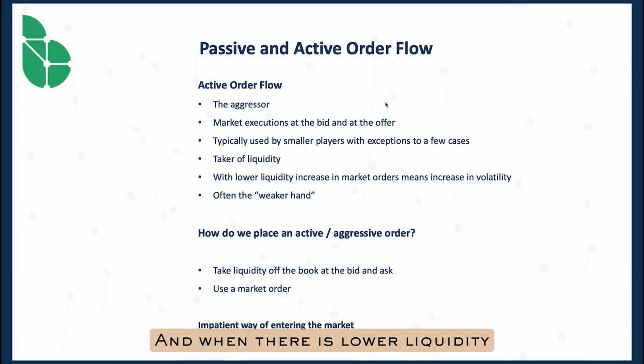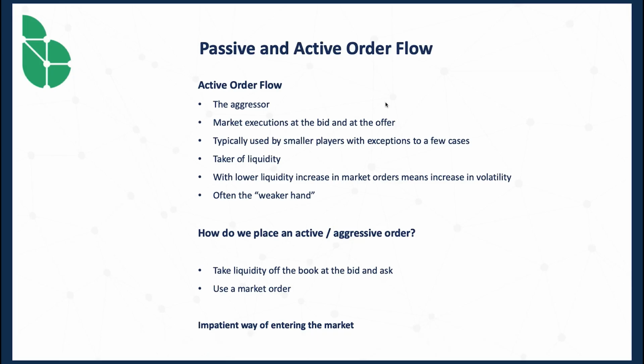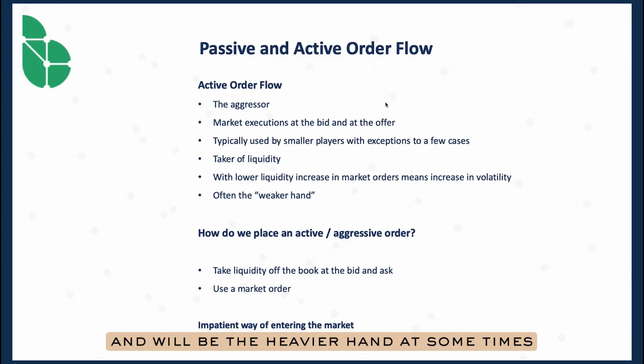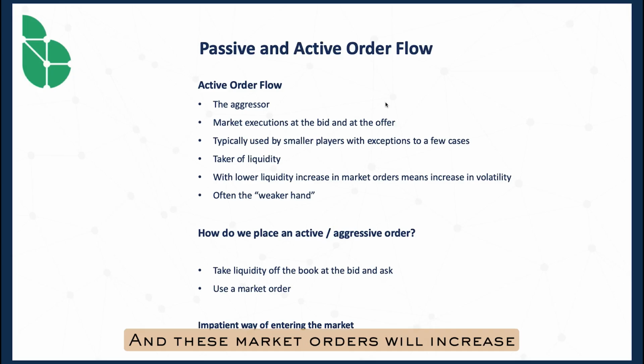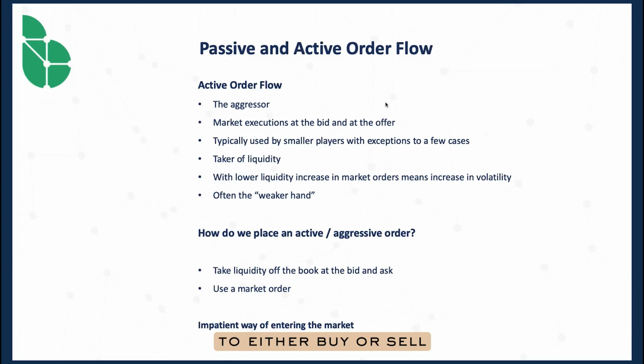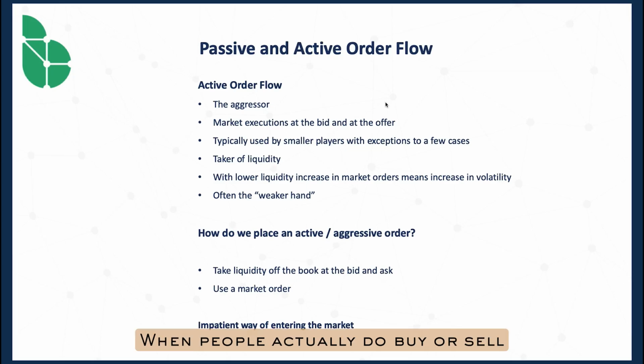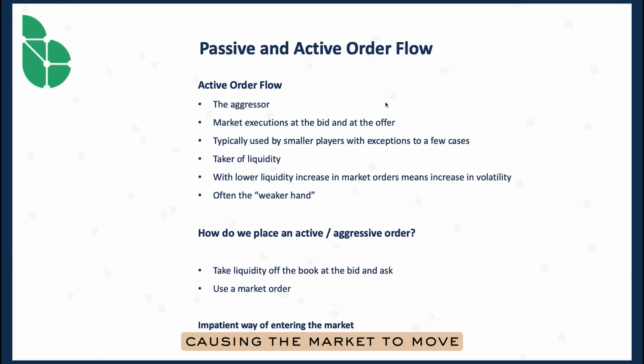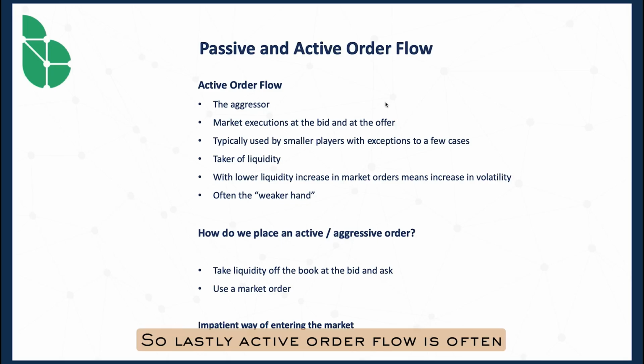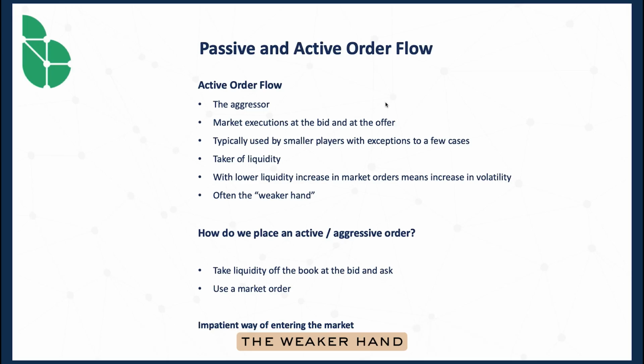When there is lower liquidity, so when volumes are dropping off and liquidity is drying up, and we have an increase in market orders, we can often see that market orders will overtake passive order flow and be the heavier hand at times, and these market orders will increase overall market volatility. So think, when there are not a lot of advertisements on the books to either buy or sell, when people actually do buy or sell, they're going to cause the market to move drastically, more often than there would be had there been more offers or bids on the actual order book. So lastly, active order flow is often the weaker hand.